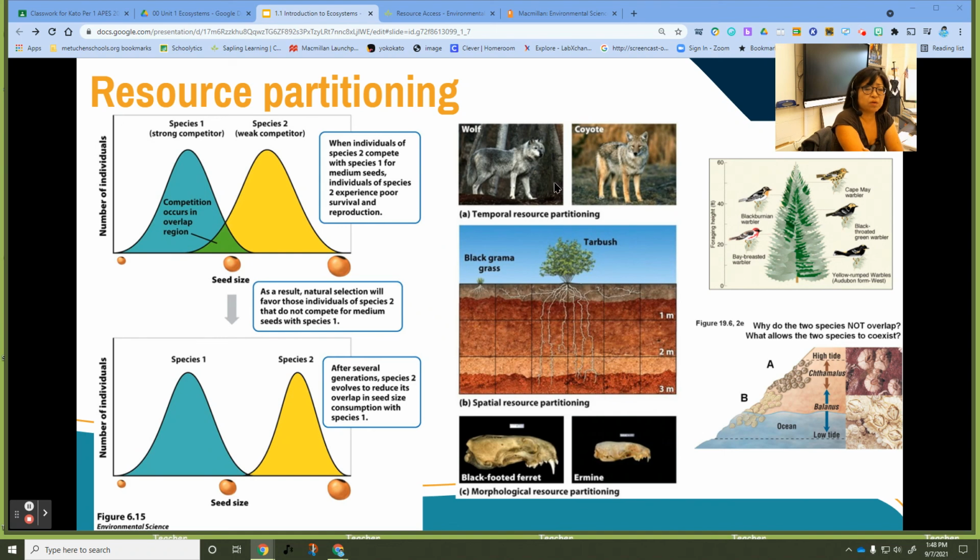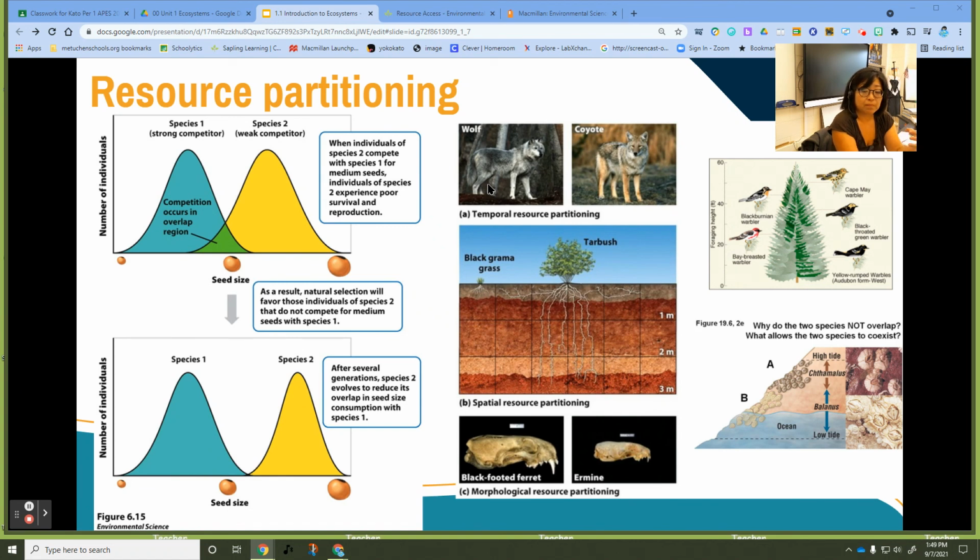You can also have temporal partitioning. So this is partitioning by time. So wolves and coyotes, again, living in the same habitat, probably feeding on the same type of prey and things like that. So they are competitors, right? They share the same resource. However, one might be more active during the day, the other more active at night. They have slightly different hunting styles and things like that. And that allows them to coexist because they're not using their niche in exactly the same way. The niches overlap, but not completely.